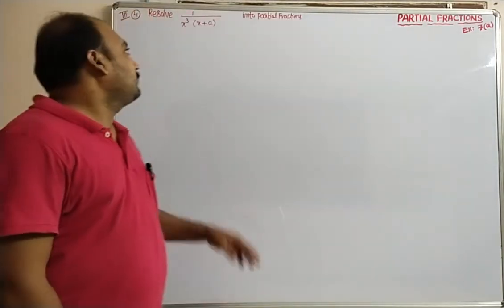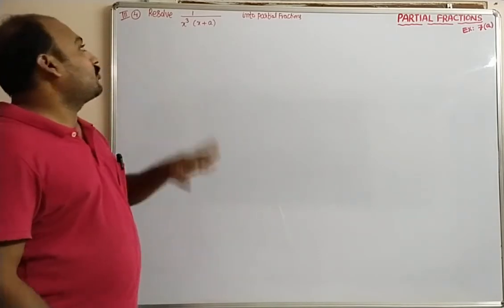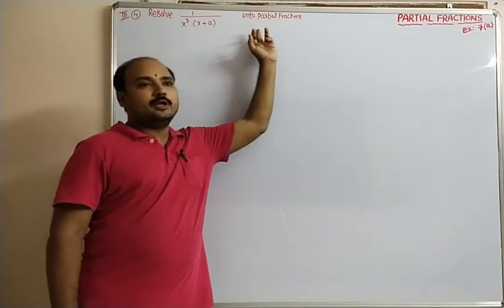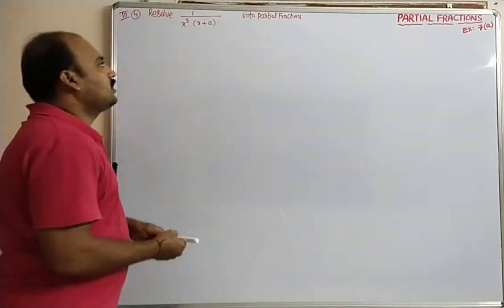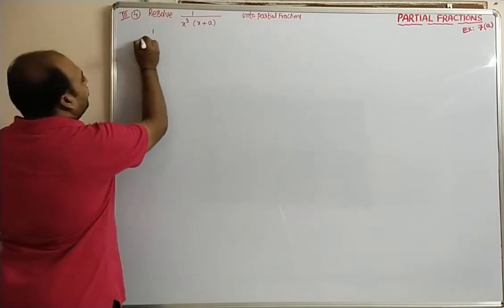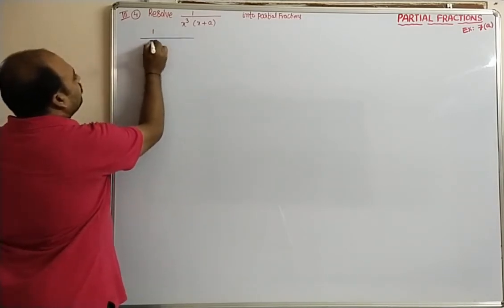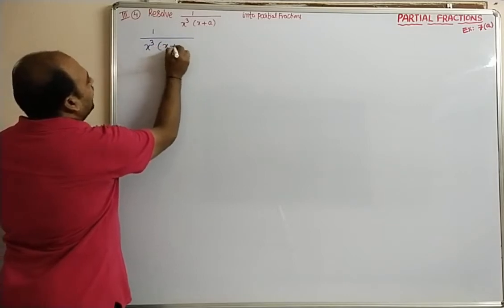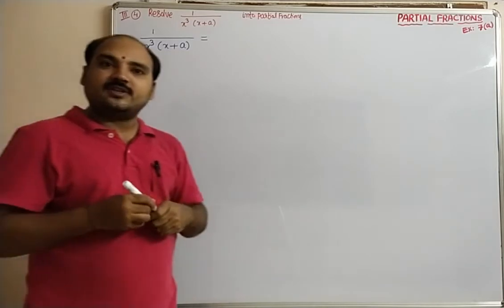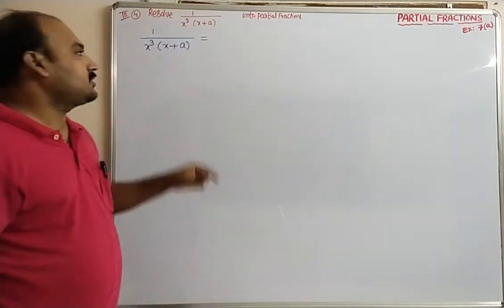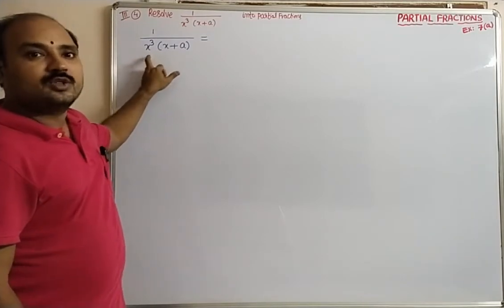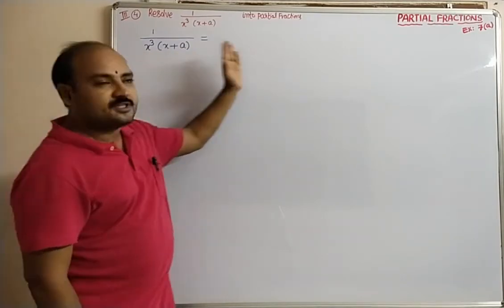The next question. In the third bit, in question number 4, resolve 1 by x cube into x plus a into partial fractions. Here first you have to write the given proper fraction 1 by x cube into x plus a. X cube means it is a repeated factor 3 times, x minus 0 whole cube. So 3 times it is repeating means 3 constants will come.